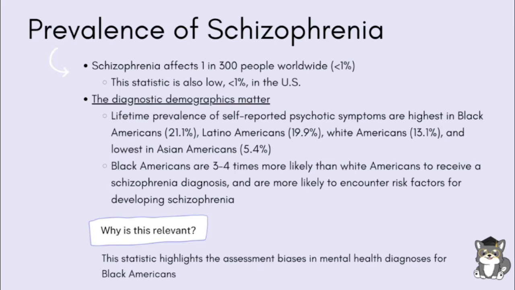But why are these numbers relevant? As we make a point to emphasize, racial bias in mental health care is a significant issue that affects the way people of color, especially Black Americans, are diagnosed, treated, and can also influence whether one seeks help. The racial disparity seen in this diagnosis is just one example of how assessment biases do exist and influence the mental health diagnosis of Black Americans.